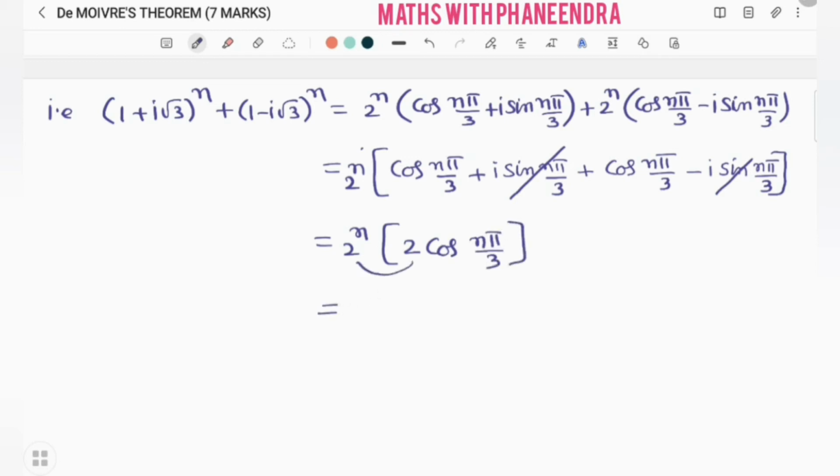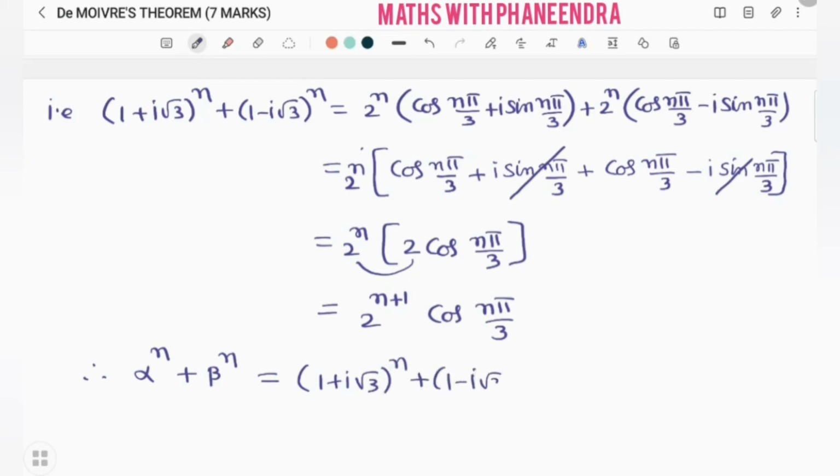So bases are equal, powers should be added. 2 power n into 2 power 1 is 2 power n plus 1 into cos n pi by 3. That's what they are asking to prove. Therefore, alpha power n plus beta power n is equal to 1 plus i root 3 whole power n plus 1 minus i root 3 whole power n is equal to 2 power n plus 1 into cos of n pi by 3. Hence, proved. We'll move to the next question.